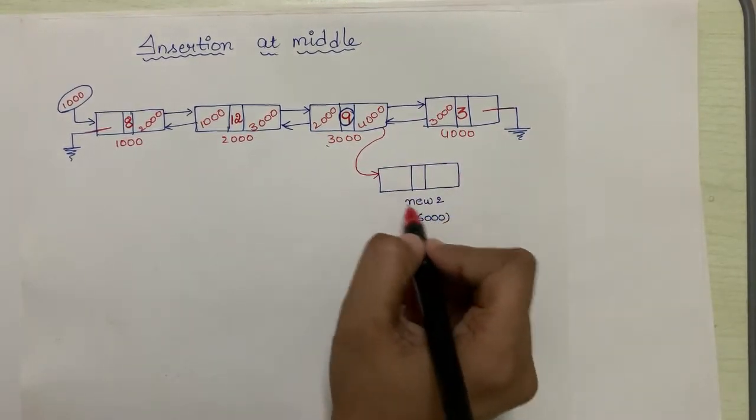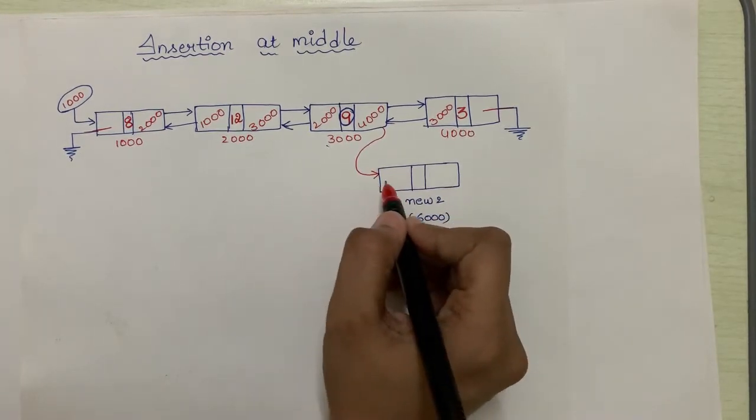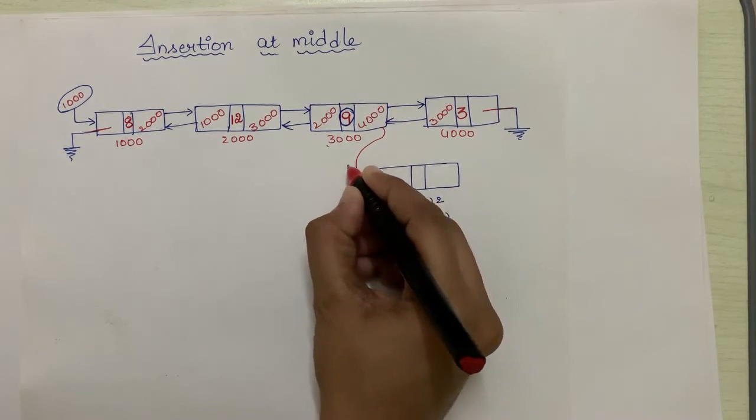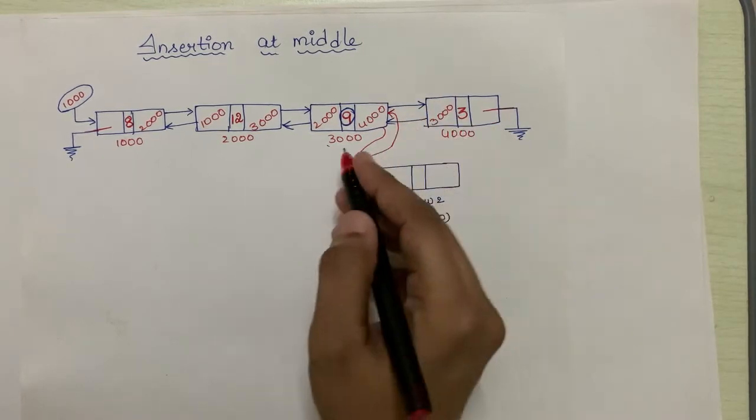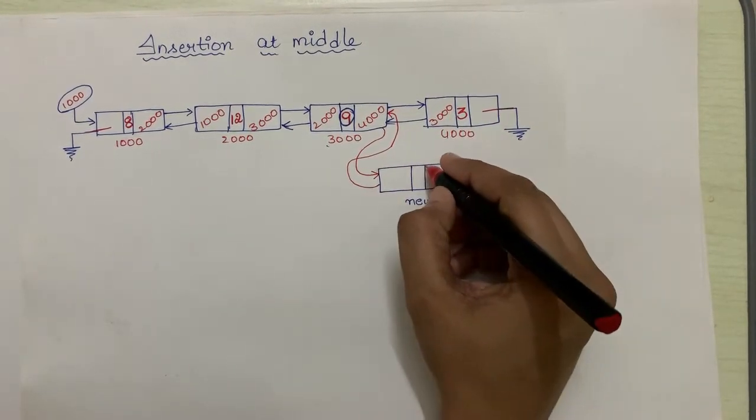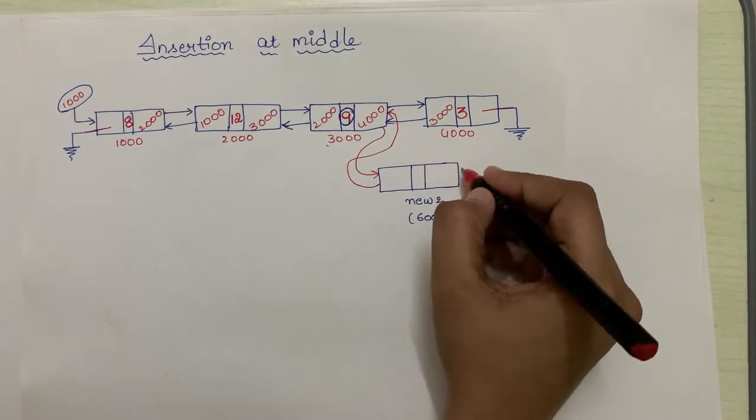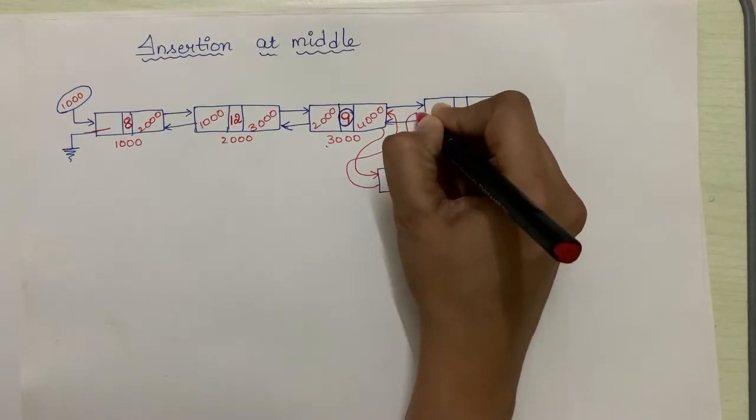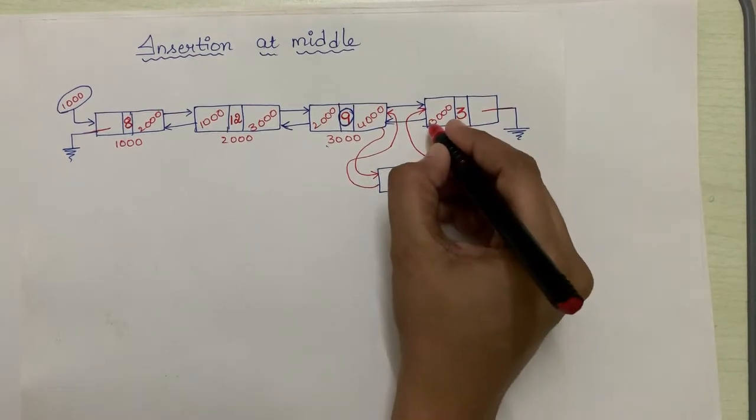And for this new node, the previous field should store the address of its previous node. Previous node address is 3000. So it should store the address of 3000. This field should store 3000. Next, this is the new node. It should be inserted before 3. So the node which is prior to this 3 is new 2.